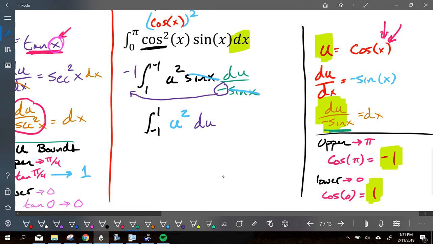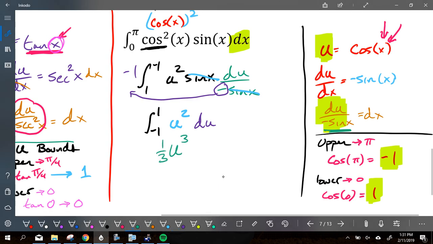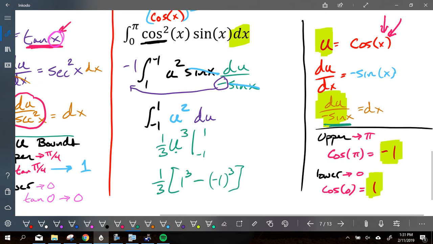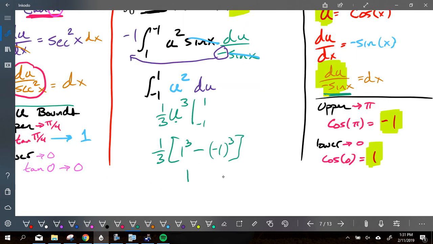u squared becomes u cubed. I divide by my new exponent, it's 1/3, and I'm evaluating that thing from -1 to 1. I'm plugging in my upper bound, so I've got this constant of 1/3. It's 1 cubed minus, I'm plugging in -1. I'm cubing that as well. So I plugged in upper bound and lower bound. 1 cubed is 1. -1 cubed is -1, but it's minus -1, so it's +1. Times 1/3, that's 2 times 1/3. My answer is 2/3. Most of us were pretty good at that as I checked. We okay so far?